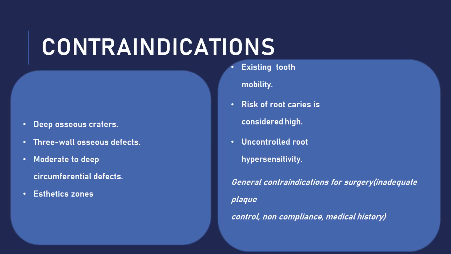Coming to the contraindications of osseous resective surgery, as we told before: deep osseous craters, 3-wall osseous defects, moderate to deep circumferential defects, aesthetic zones, existing tooth mobility, and cases where the risk of root caries is considered high. Also uncontrolled root hypersensitivity, inadequate plaque control, non-compliance, and medical history are contraindications. For all indications and contraindications, you can try to learn at least 5 points.